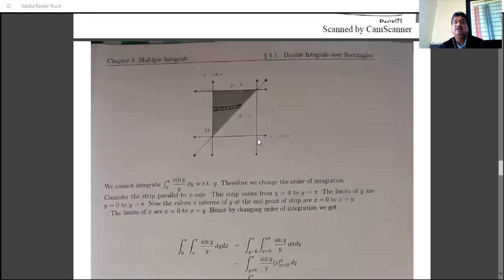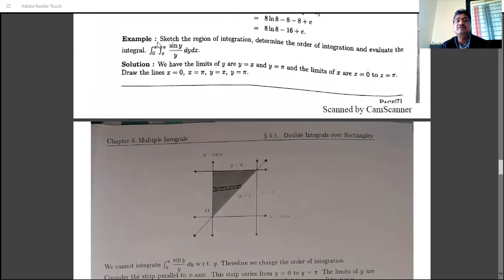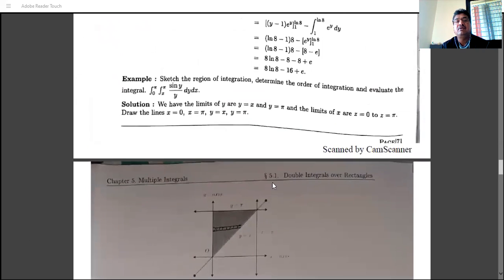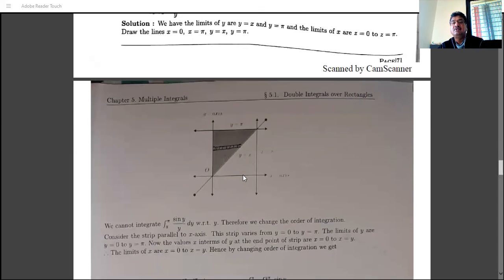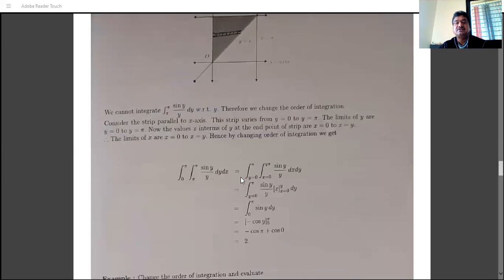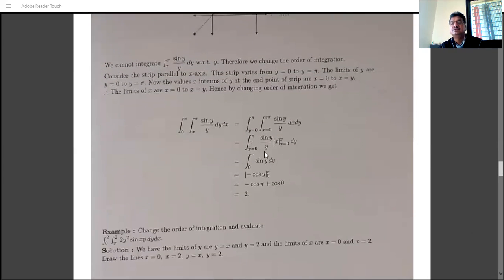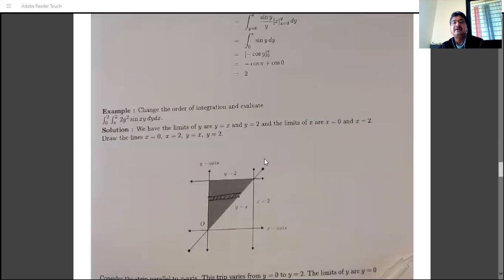So here if the question is to evaluate this integration, then also we have to change the order of integration, because integration of sin y by y with respect to y becomes complicated. So change the order of integration. Sometimes changing the order is useful to solve the example easily. To solve the integration of some complicated functions, changing the order is important. So it is a requirement of that example.